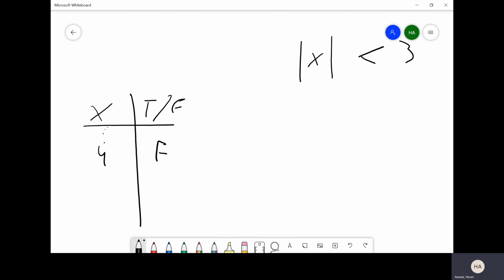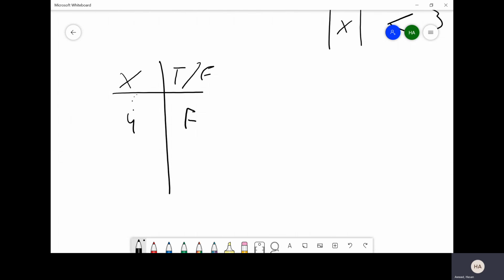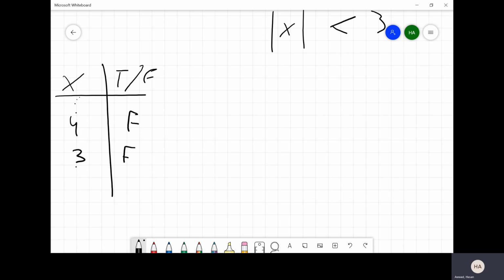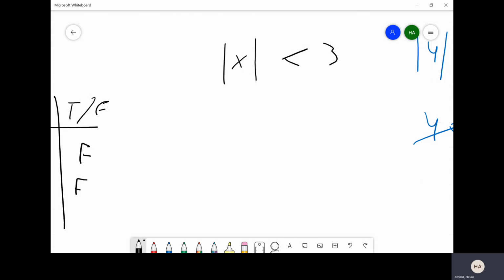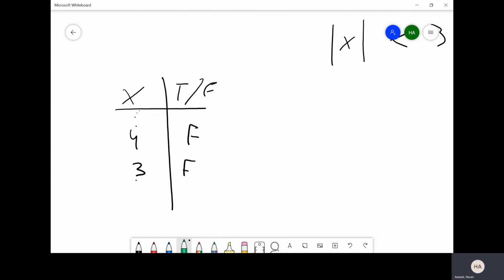And again, that's pretty intuitive, right? Because again, absolute value of that number is still just going to make it positive. Well, okay, what if we plug in 3? Well, plugging in 3, remember, this is strictly less than, right? So this is strictly less than here, right? If it were less than or equal to, then yeah, 3 would be true. But because it's strictly less than, we would put a false.